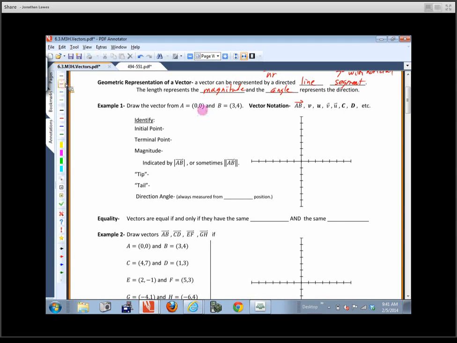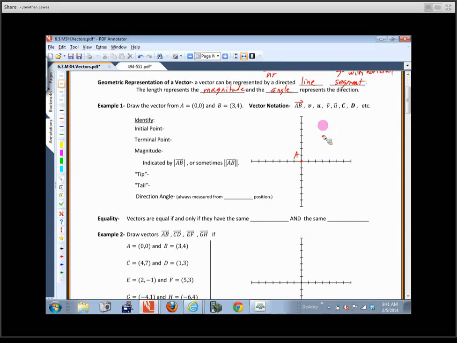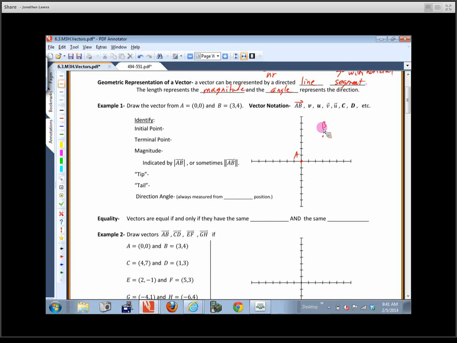So let's take a look at this one right here. This one starts at 0, 0, so here's A, and it ends at 3, 4, so over 3 and up 4. I'll put B right there. We want to indicate the direction here, so it starts at 0, 0 and goes to 3, 4, so we draw it this long, and we put an arrow on the end. It's indicating it's this big and it's heading off in this direction.